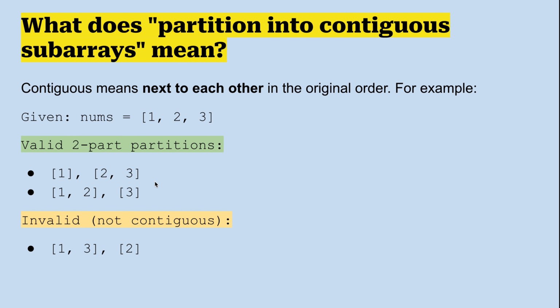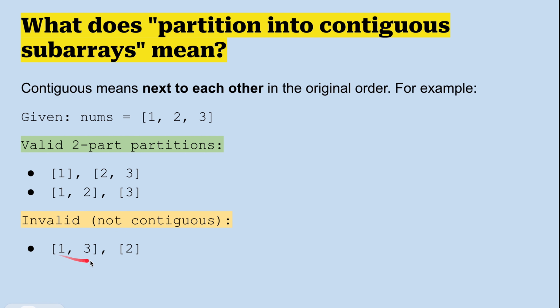Now understand what partition into contiguous subarrays means. Suppose we have the array 1 2 3 and k equal to 2. Two valid partitions are possible. For the first partition, I'll take the first subarray as 1 and the other as 2 3. Another partition can be 1 2 and 3.